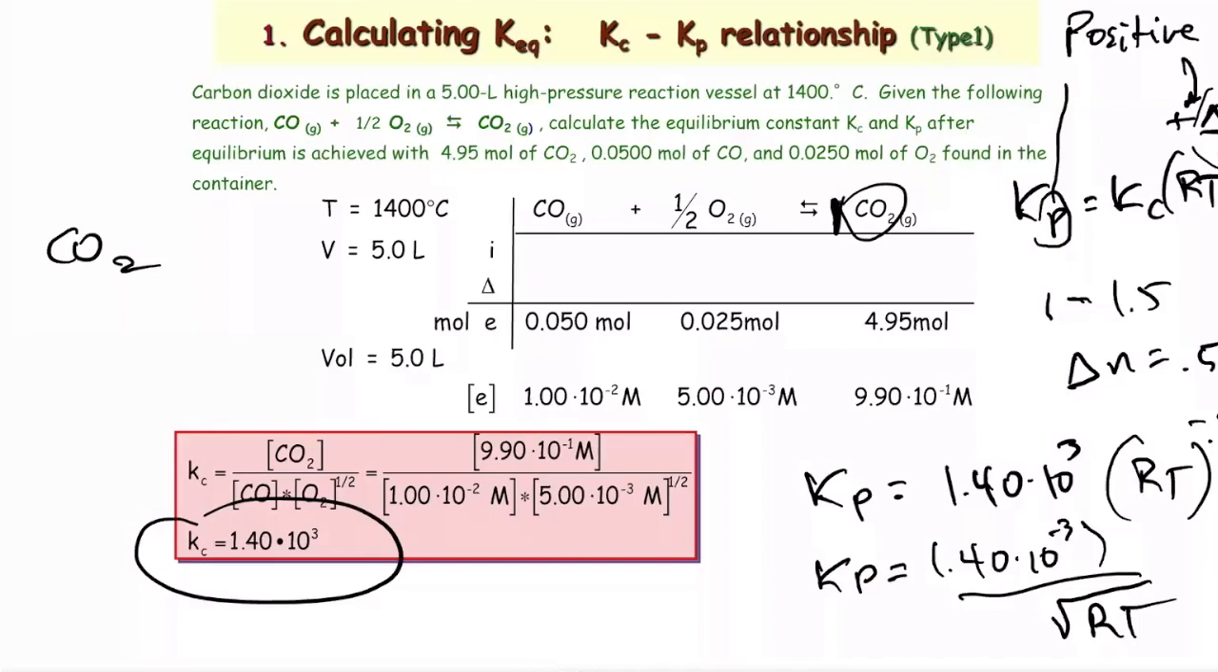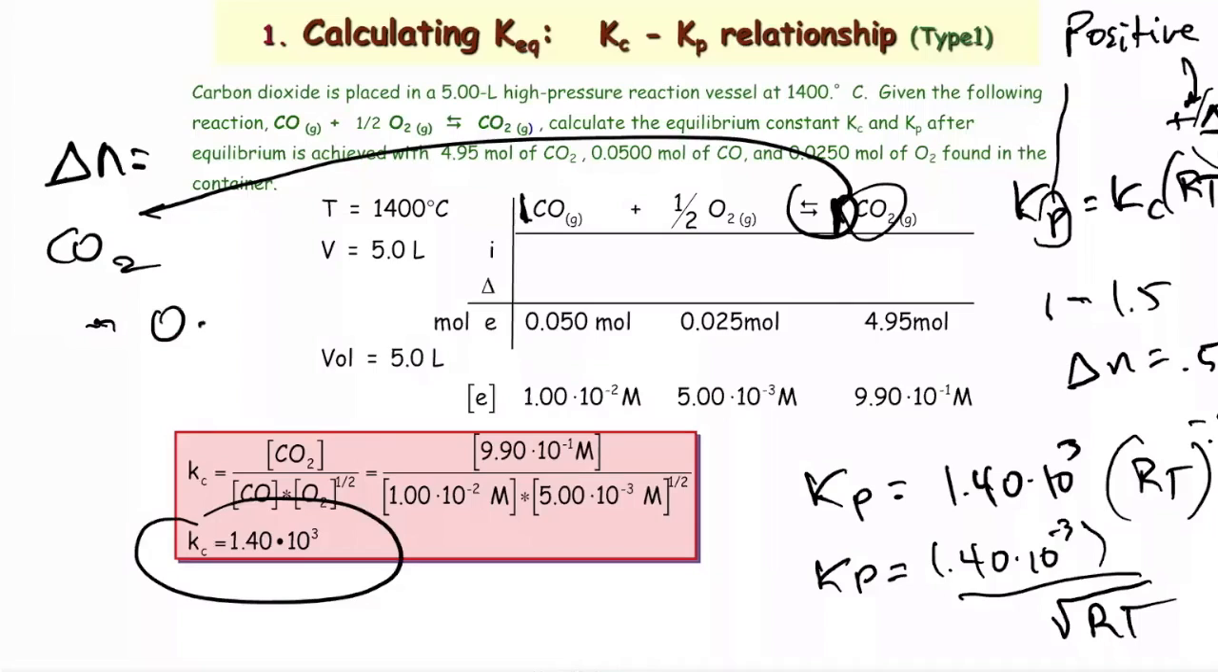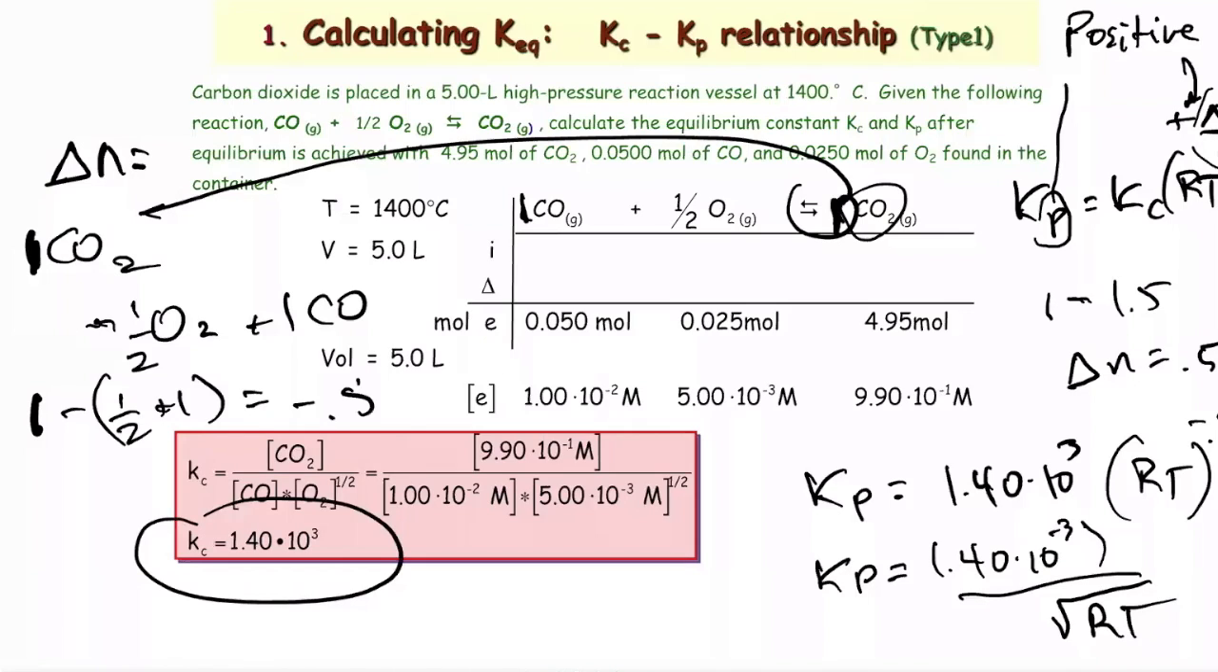There's one right here, one right here. So that's that. Delta N equals, and then the product is oxygen. Coefficients of each? Yes. Exactly. That's exactly it. So it's 1 minus 1/2 and plus 1. So that's your product, and that's your reactant. So 1 minus 1.5 equals negative 0.5.